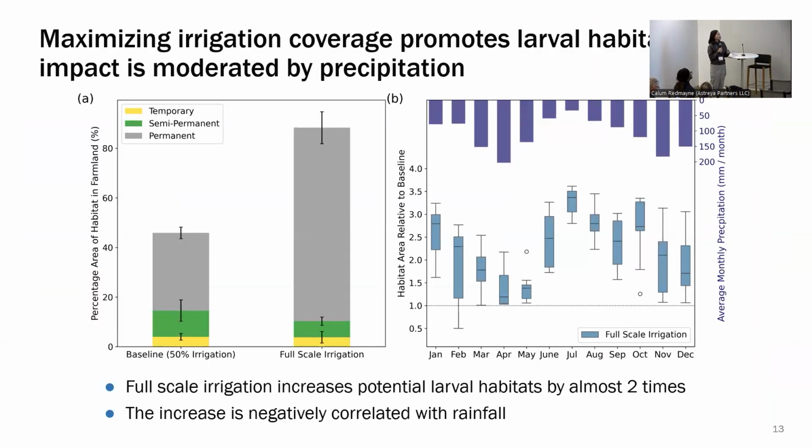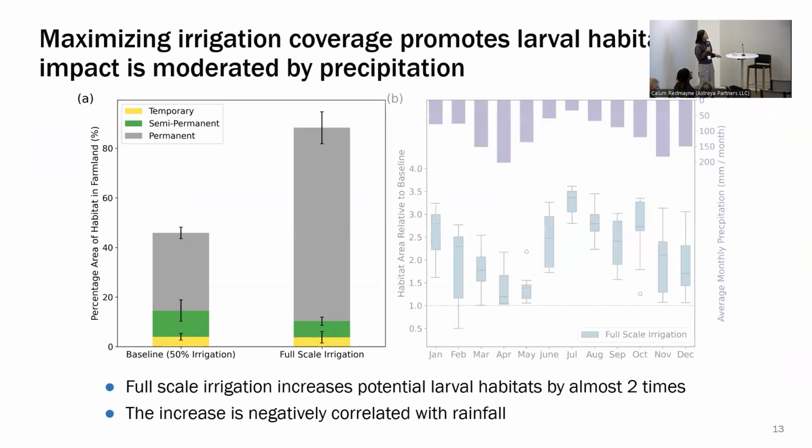Now, let's look at the results of our first group of scenarios. So in figure A on the left, increasing irrigation area from 50% to 100% increases the potential larval habitats by about 2 times. And we can see that the most additional larval habitats are permanent habitats.